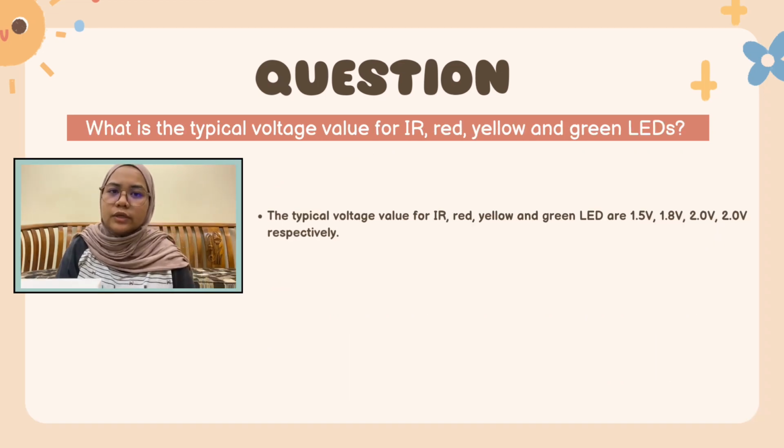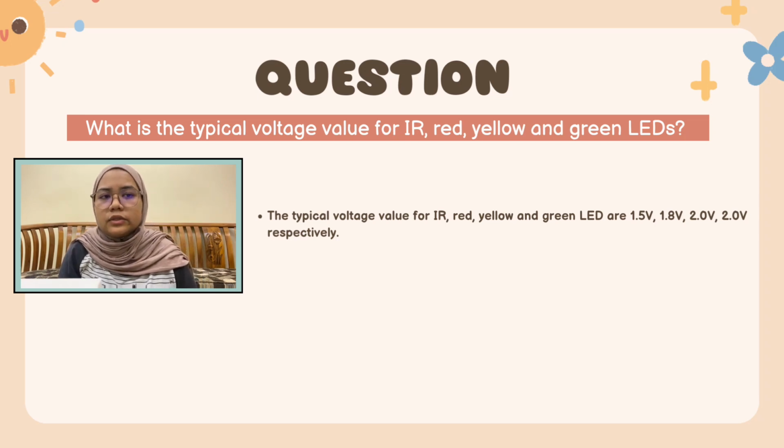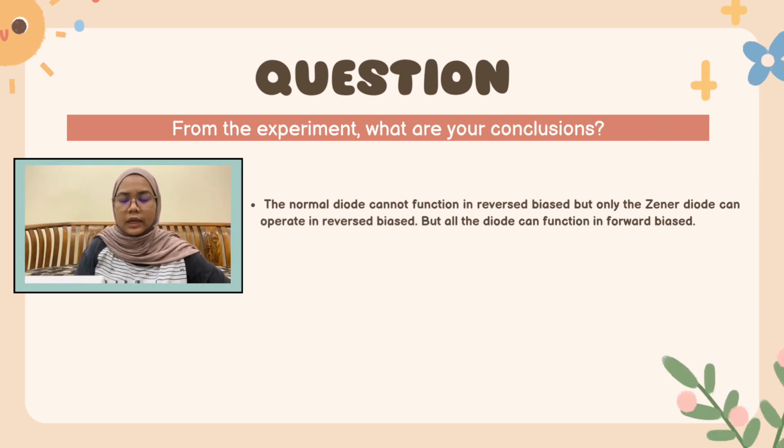For the second question, what is the typical voltage value for IR, red, yellow, and green LEDs? For the IR LED, the typical voltage value is 1.5 volt. For the red LED, it is 1.8 volt, and for the yellow one it is 2.0 volt, and the green LED is also 2.0 volt. And the last question, from the experiment, what are your conclusions?